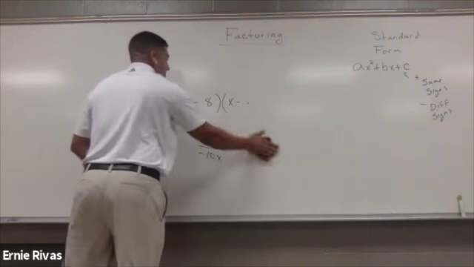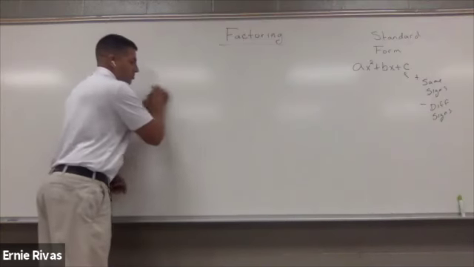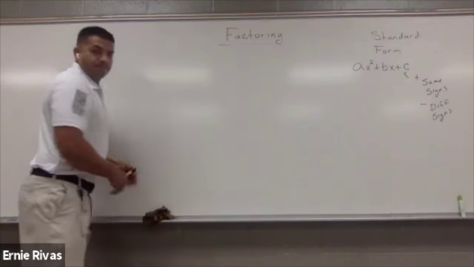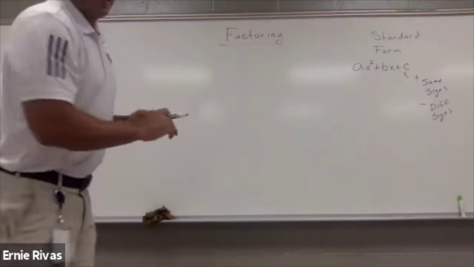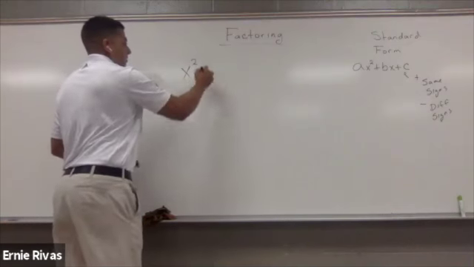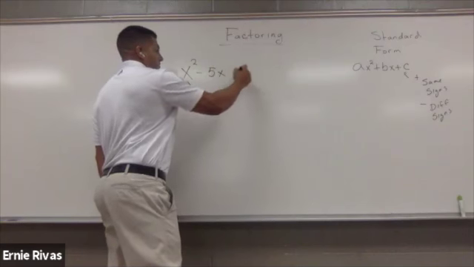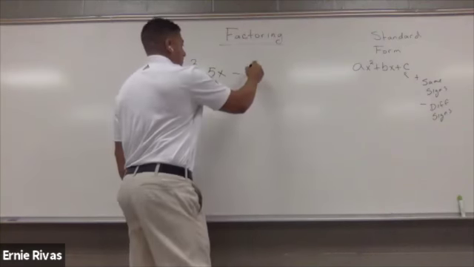So now last, what is the last situation we haven't looked at yet? C being negative, right? X squared minus 5x minus 24.